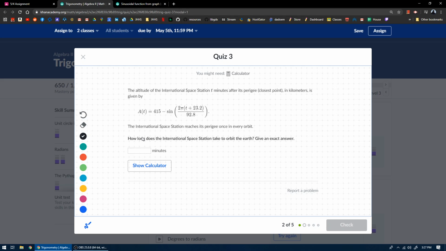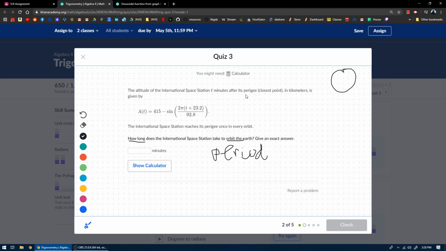How long does this take to orbit the Earth? Give the exact answer. Okay, this is a lot of information. All I need to know is how long it takes to orbit. What's an orbit? It's one whole cycle, right? So when I say orbit, what they're really asking for is the period. They're asking for the period here.